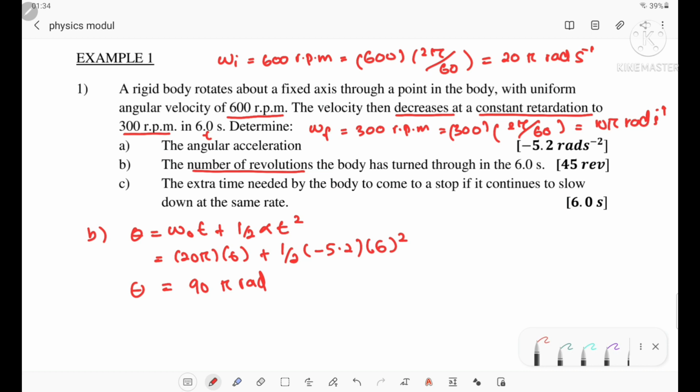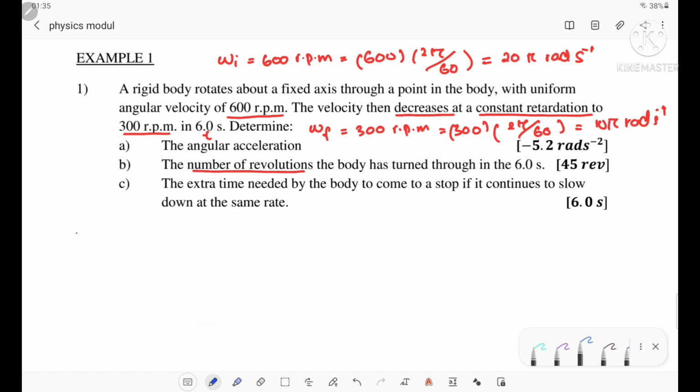So the question needs the number of revolutions, so you need to convert into revolutions. One revolution is equal to 2 pi radian. That means we get theta is equal to 45 revolutions.